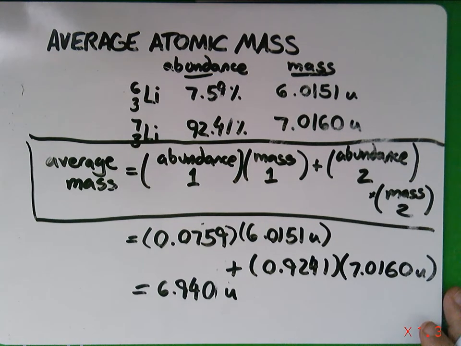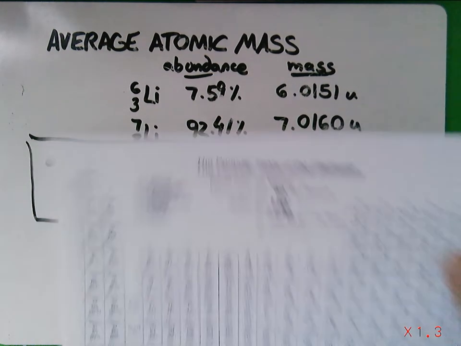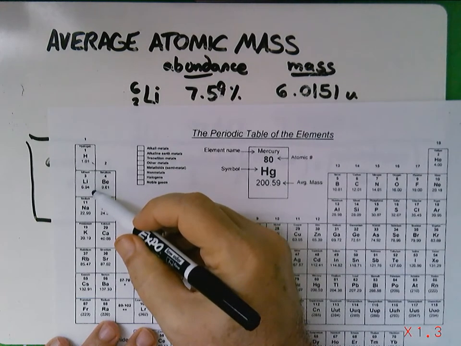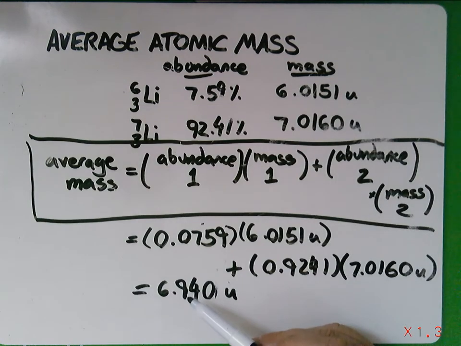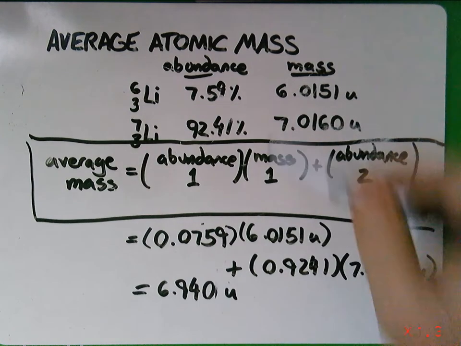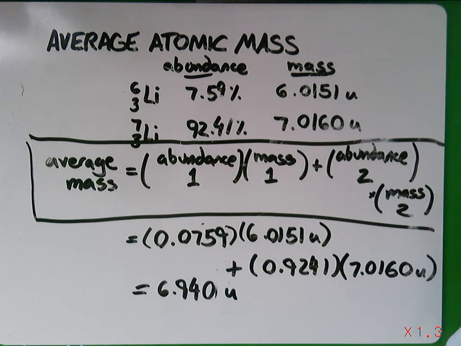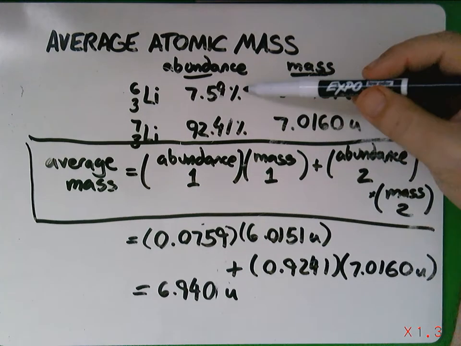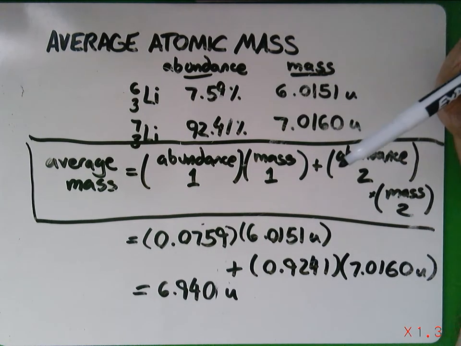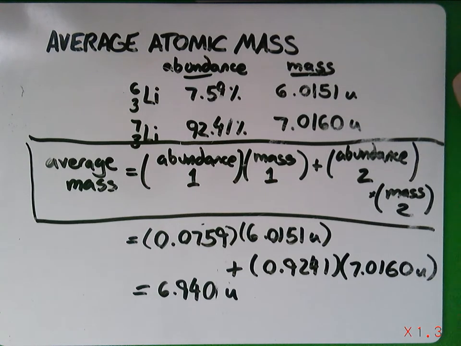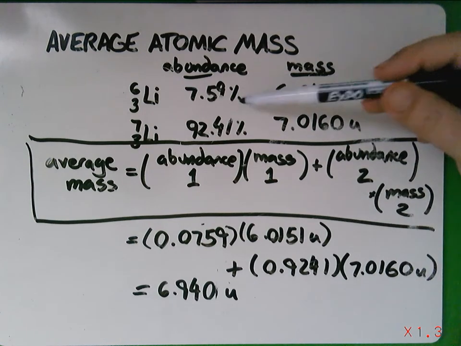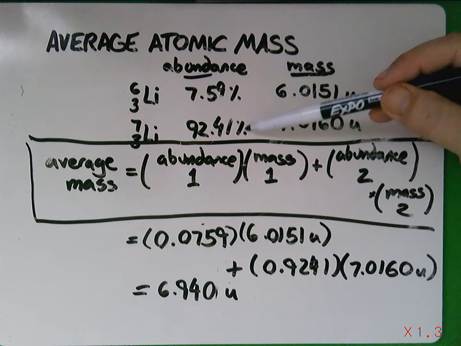Now, let's compare that to what we have in the periodic table. This table has got things rounded down pretty bad, but that's 6.94, so I hit it straight on. In other words, my abundances and my mass are consistent with what's on the table. Well, why wouldn't they be? Because sometimes the abundances vary depending on the source of the material. If you've got lithium from Earth, it's got this set of abundances maybe, and that might only be in one part of the Earth. If you go to another part of the Earth, these might be slightly different.